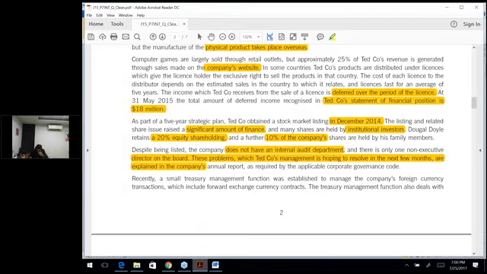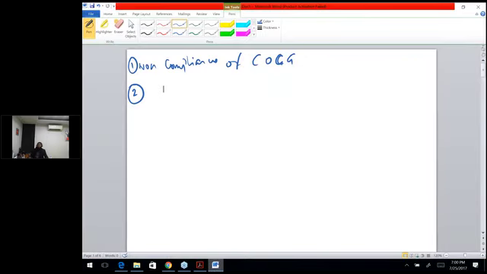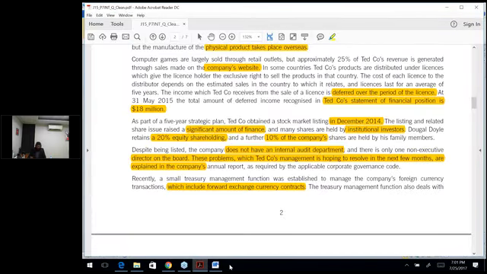The next point is that recently a small treasury management function was established to manage the company's foreign currency transactions, which include forward exchange contracts. Now, I did mention what inherent risk is. Inherent risk arises because of the nature and complexity of the transaction. So the company has recently formed a small treasury management function which is going to manage the foreign currency transactions through forward exchange contracts.